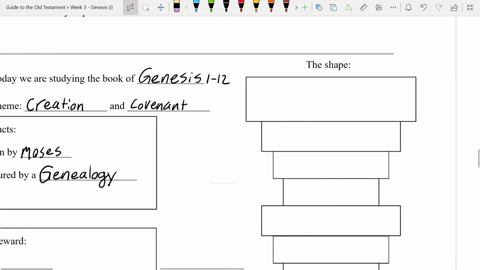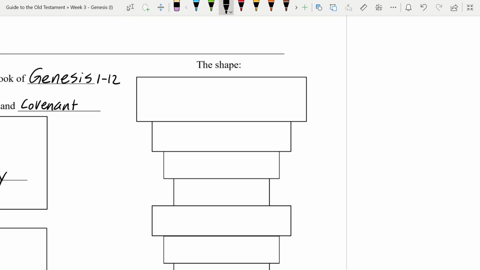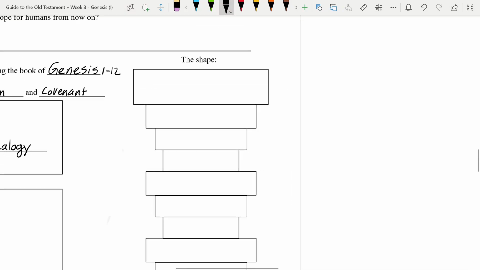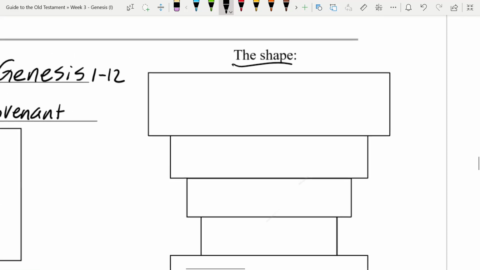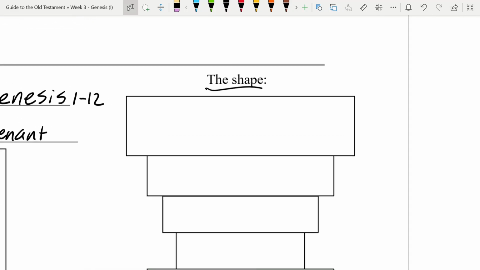So the next thing we're going to do, similar to what we did last week, and this will be our pattern when we're looking at individual books, is to talk about the facts of a certain book, to talk about the shape of that book over here. We'll draw something out, and also to talk about the reward. The reward being, what are some of the reasons you might read this book? What are some of the spiritual lessons that we're going to be learning as we give our attention to it? But let's turn now to the shape of Genesis 1 through 12.